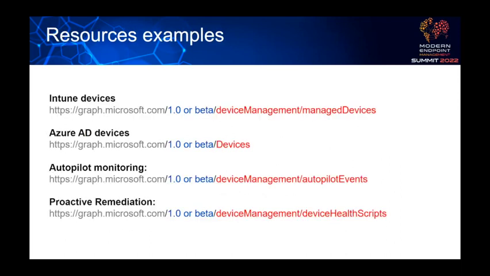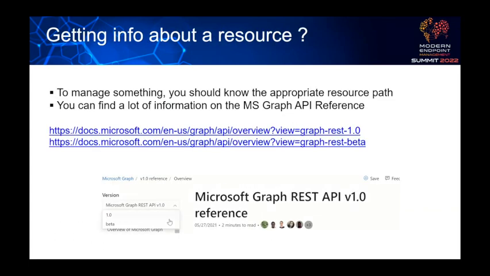Resource query example for an Intune device: the resource will be deviceManagement/managedDevices. For an Azure AD device, it will be just devices. For a proactive remediation script, it will be deviceManagement/deviceHealthScripts. Now, how do you get information about a specific resource?